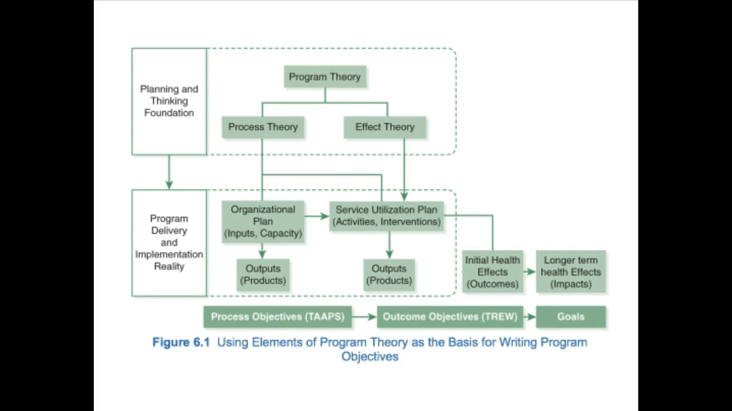Effect objectives focus on the benefit that program participants will experience as a result of participating in the program, and they will follow the formula of including what time frame, what proportion of recipients experience what extent of which type of change, with the acronym TREW. So in other words, how much intervention, how many recipients will experience what extent of which type of change.